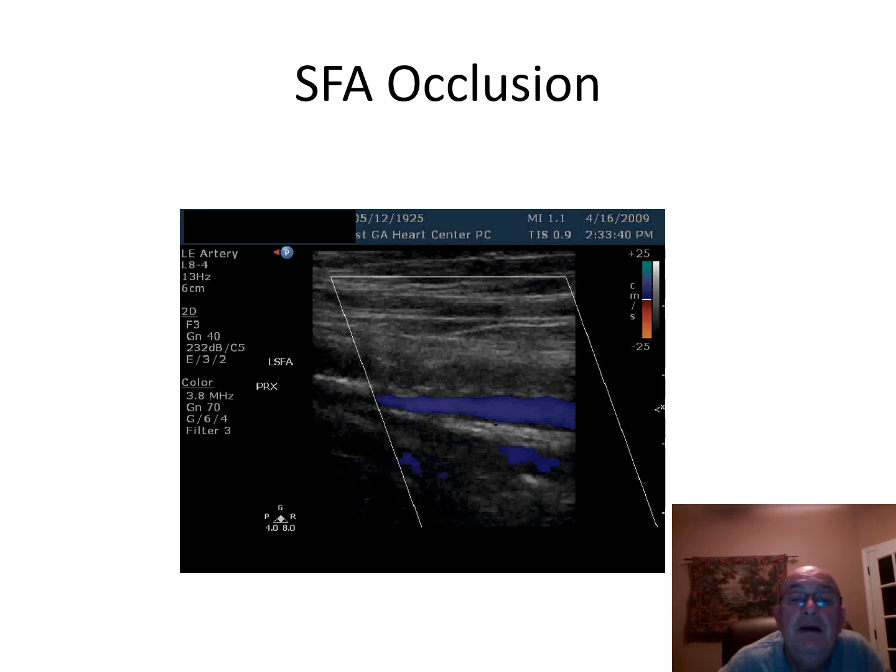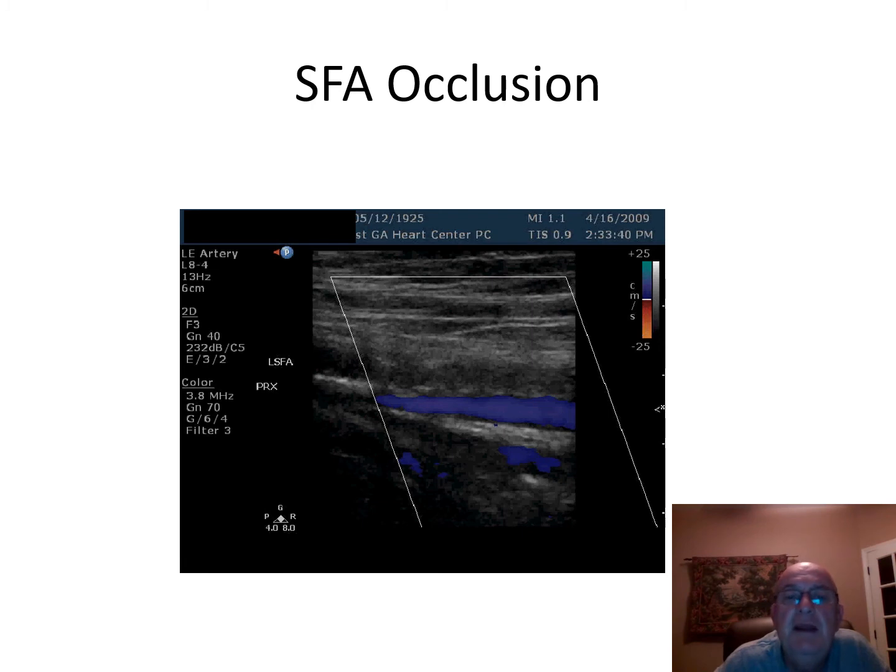Here we can see the profunda femoris artery. We can see a venous signal here, but you notice as we come into the proximal femoral artery, the flow just stops abruptly. If you look beyond there, you can see that the artery is filled with material. So this is classic of a totally occluded femoral artery.